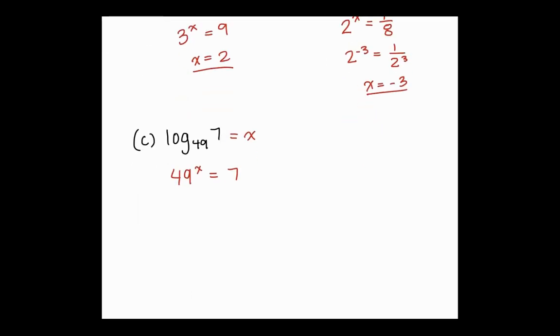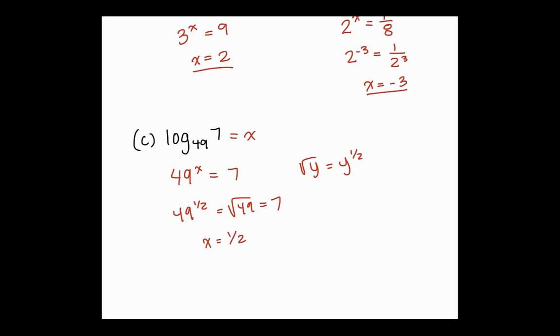Where are you getting, how do we get 1/2? 1/2 is just square root. Yeah, it's just a square root. So remember that the square root of y is y to the 1/2. So if I go 49 to the 1/2, that's equal to the square root of 49, which is 7. So x equals 1/2. Okay.